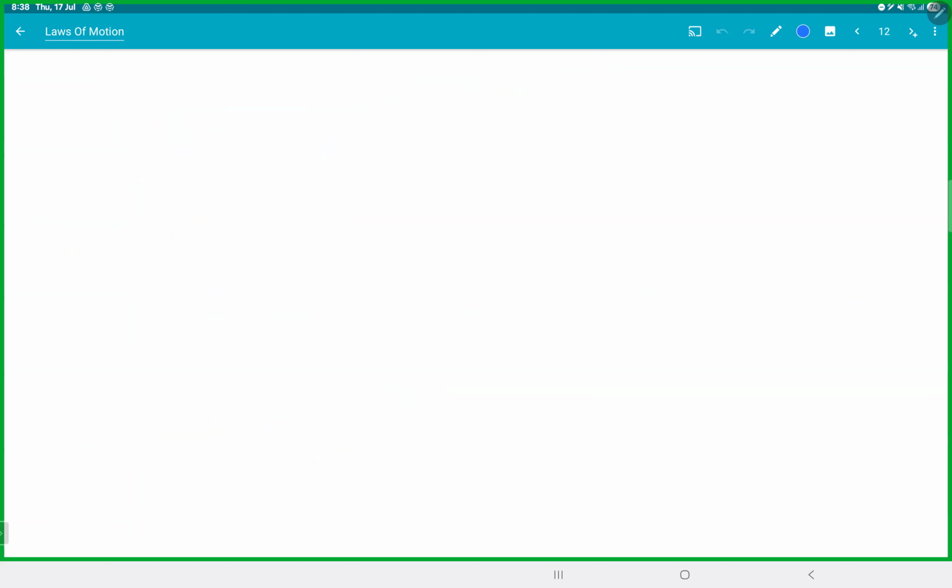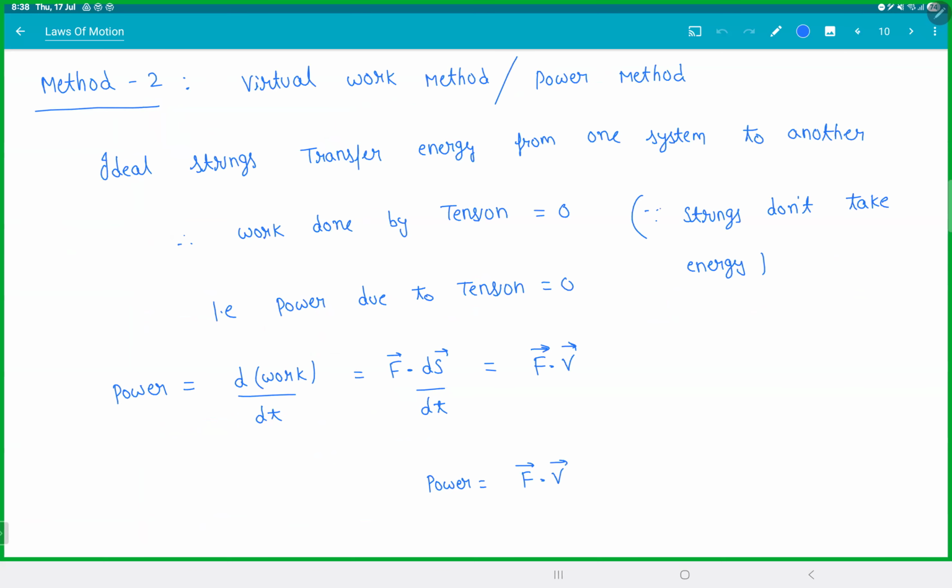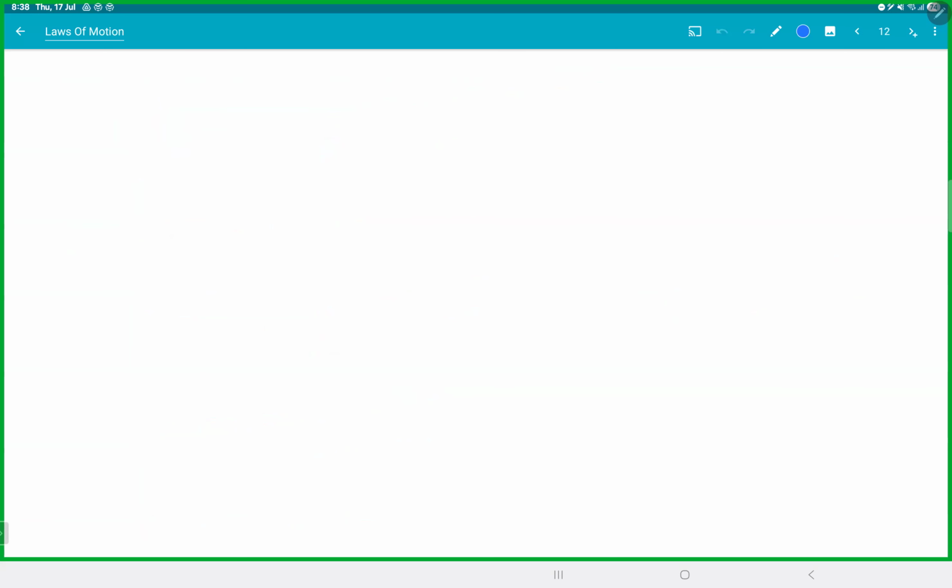Just now we said if you have ideal ropes, the total power is 0. So this is the main technique that we use, the concept. If you have a system connected by, let's say, 100 blocks, all connected by different strings, the total power due to tension is 0.